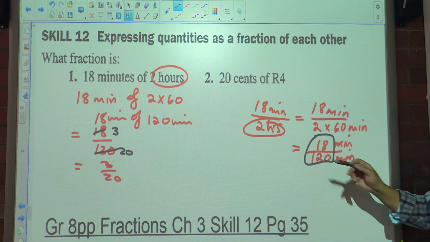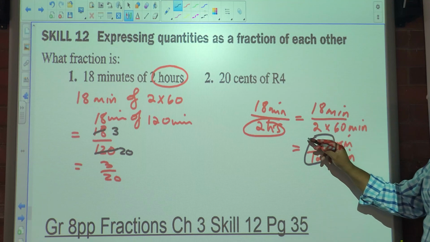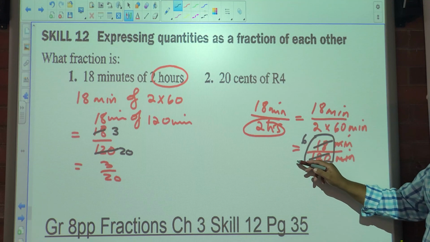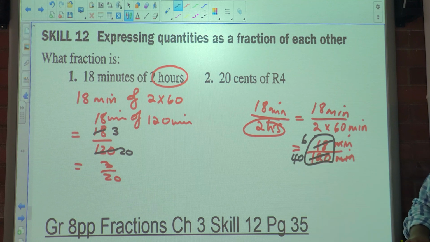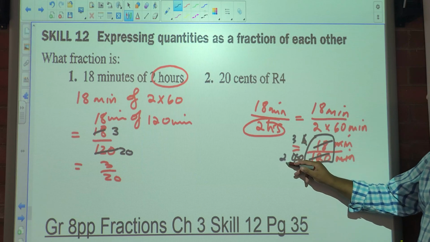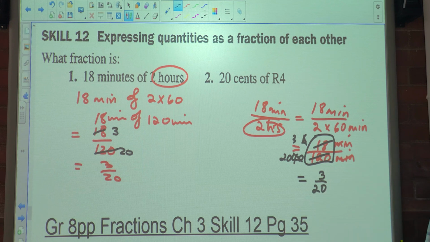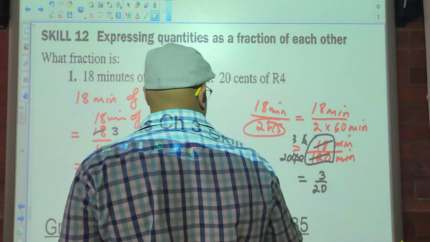What number goes into 18 and 120? 3. 3 goes into 18 6 times. 3 goes into 120 40 times. What number goes into 6 and into 40? 2. 2 goes into 6 3 times, 2 goes into 40 20 times. So that is how we got 3 over 20. Okay? Any other confusion here?